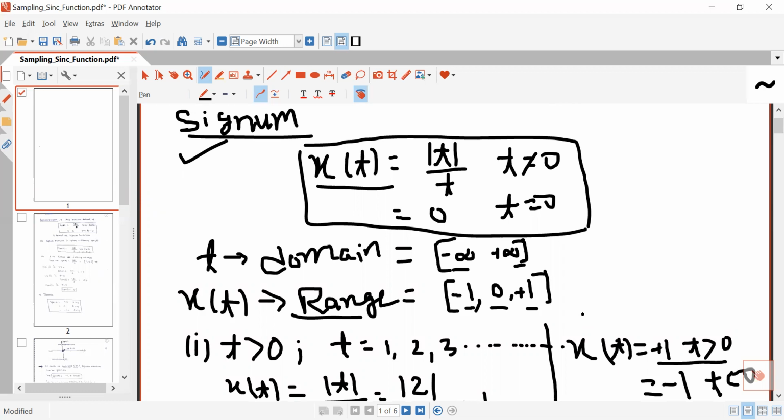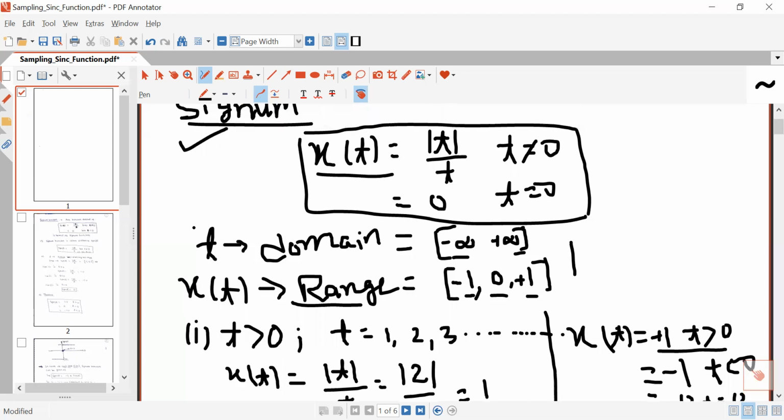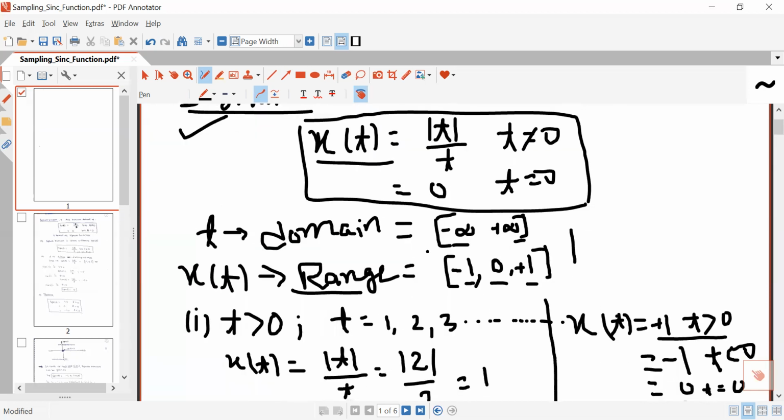One is minus 1, which you will get when t is less than 0. Another one is 0, which you will get when t equal to 0. And third one is plus 1, which you will get when t greater than 0. Such type of signal is called signum function. This is the property of characteristic of signum function.